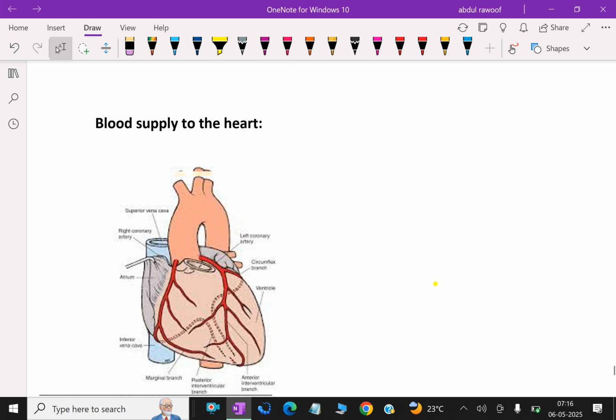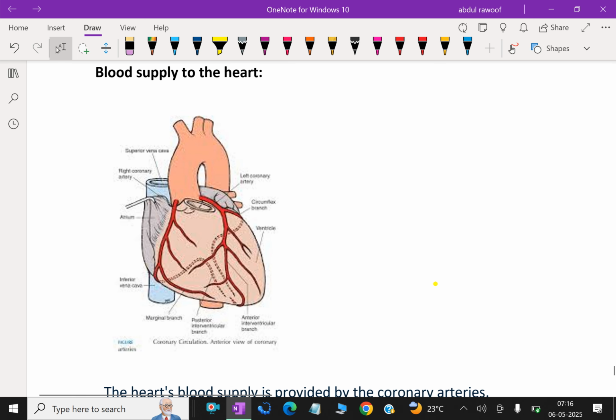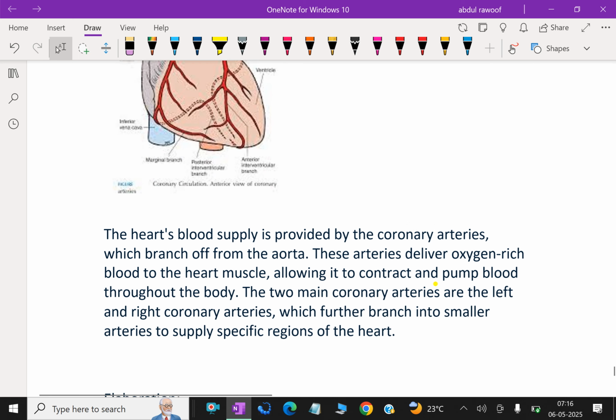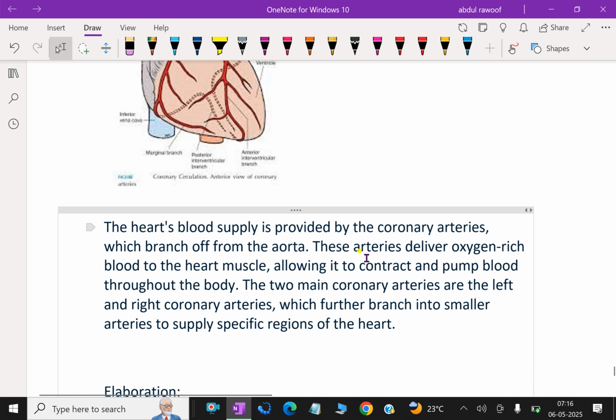Blood supply to the heart. How is blood supplied to the heart? The heart's blood supply is provided by the coronary arteries, which branch off from the aorta. These arteries deliver oxygen-rich blood to the heart muscles, allowing them to contract and pump blood through the body. The two main coronary arteries are the left and right coronary arteries, which further branch into smaller arteries to supply specific regions of the heart.